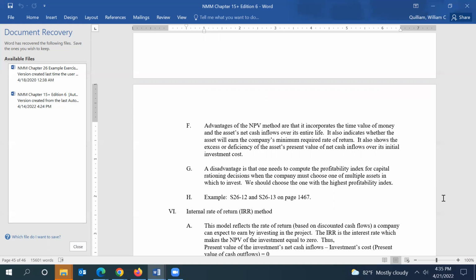And in G, there's just a little disadvantage. The disadvantage is one needs to compute the profitability index for capital rationing decisions when the company must choose one immobile asset in which to invest. And again, we should choose the one with the highest profitability index. And we covered H. Questions here about net present value? Okay.